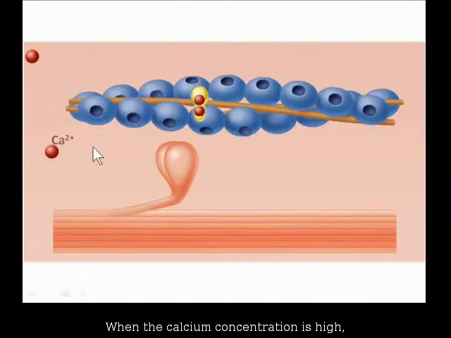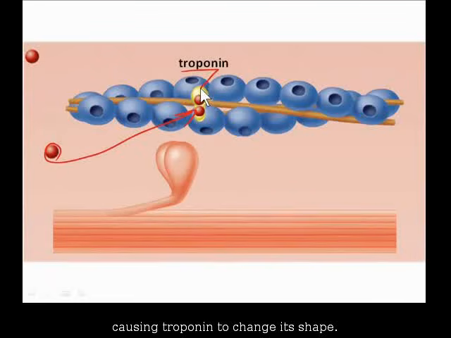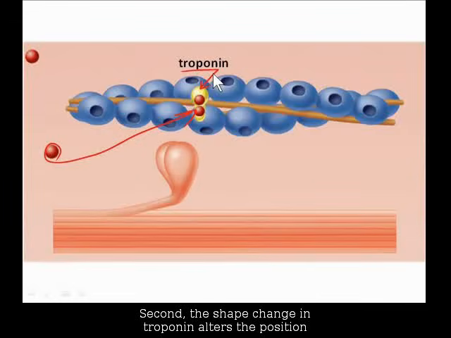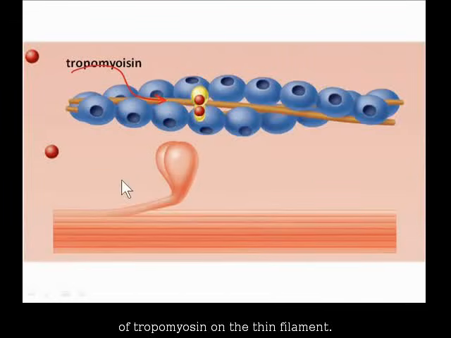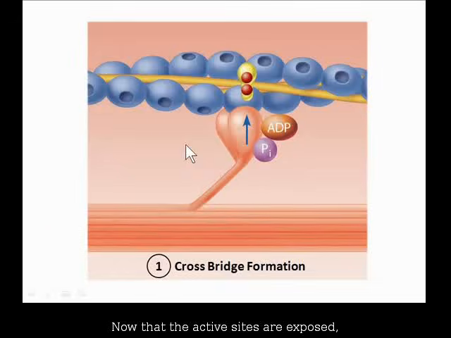When the calcium concentration is high, the active sites are exposed. This occurs through two intermediate steps. First, calcium binds to troponin, causing troponin to change its shape. Second, the shape change in troponin alters the position of tropomyosin on the thin filament. In this new position, tropomyosin no longer covers the active sites. Now that the active sites are exposed, the cross-bridge cycle begins.